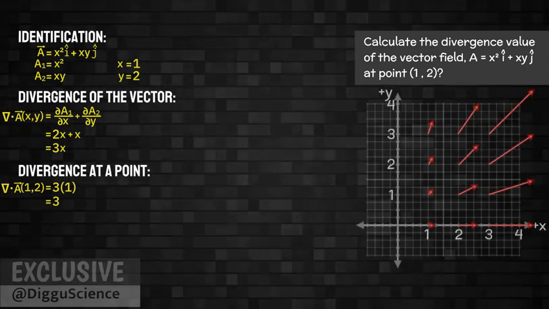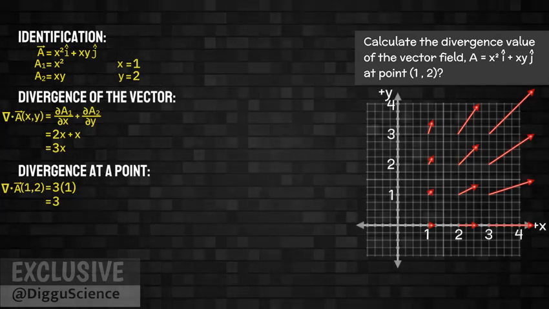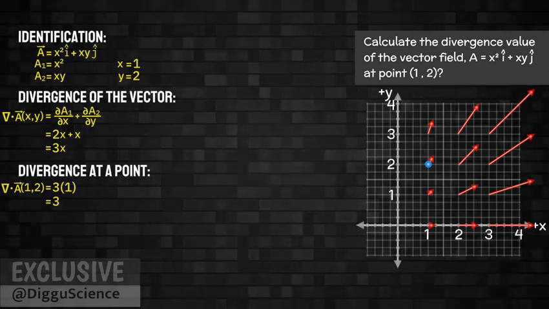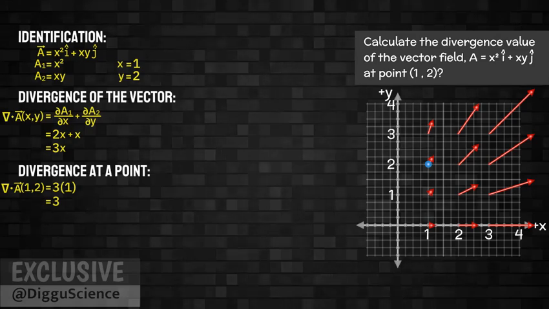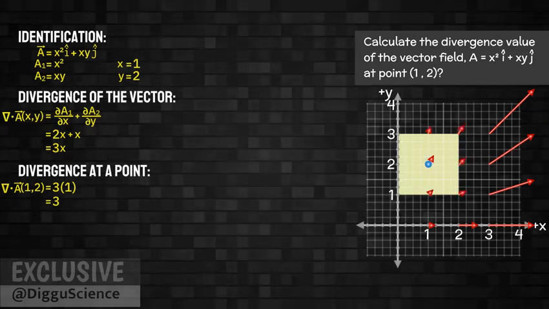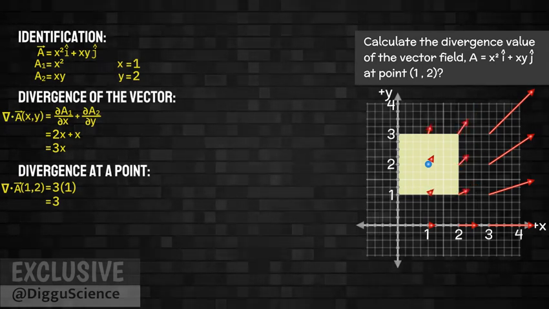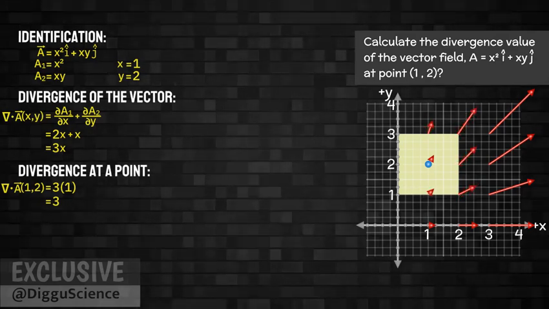As an illustration, here is a vector field A. This is the location of point 1, 2. Consider the inspection area as a box. There are more vectors coming out of point A than vectors approaching point A. That is why the div value is positive.